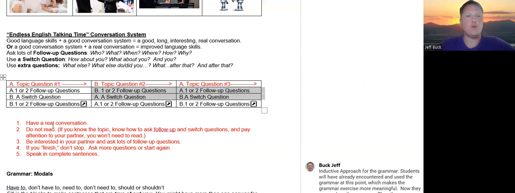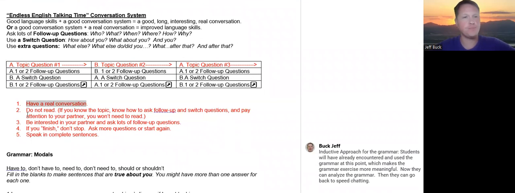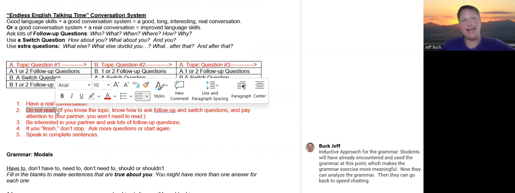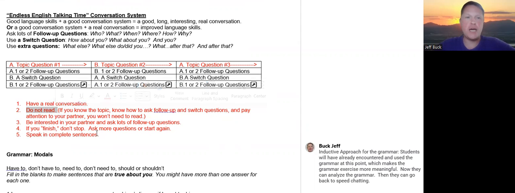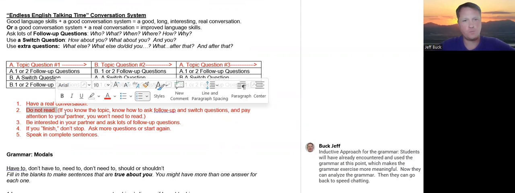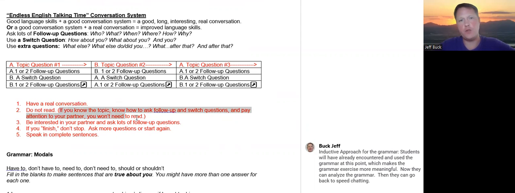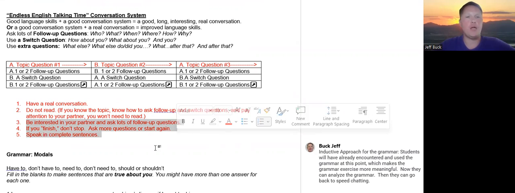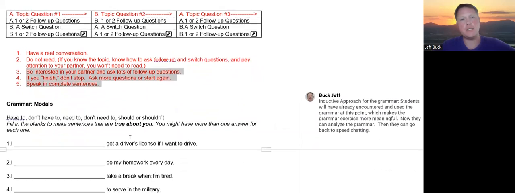If you know this system, you could talk all day, all week, all year, just using this system. That's why I call it endless English talking time. And they should have a real conversation. And after 2 or 3 rounds of speed chatting, they should not be reading. And they shouldn't need to. If they're using the system, they know the topic. And they should be interested in their partner and ask lots of follow-up questions and not stop. And they should speak in complete sentences.